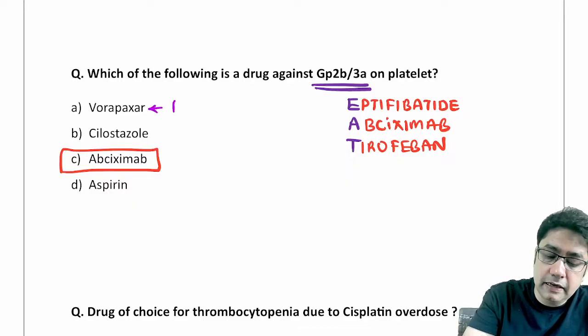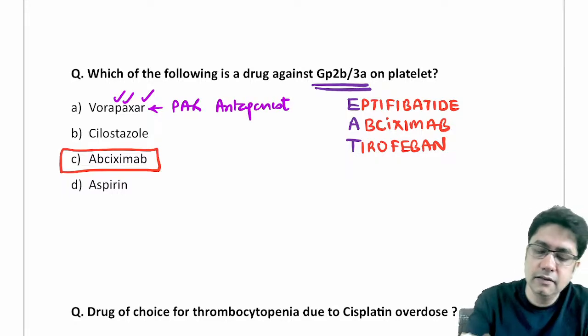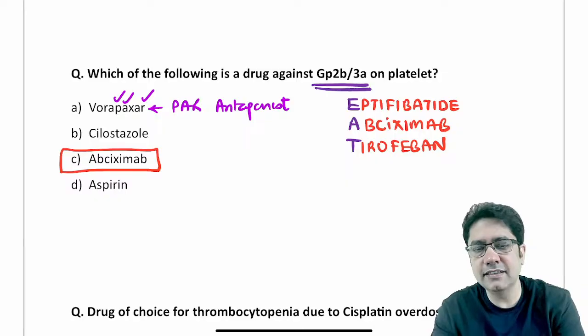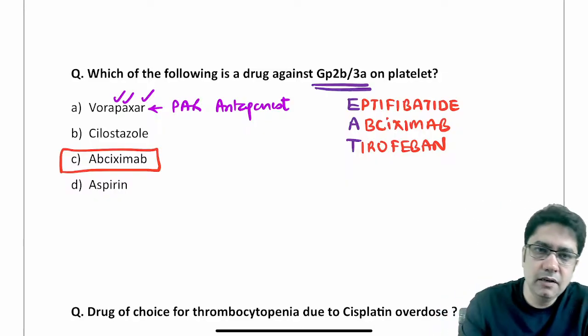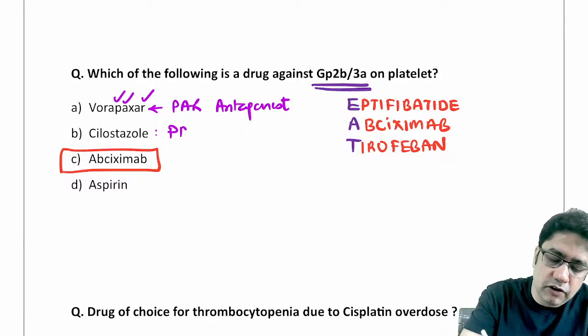Vorapaxar, a new drug. It is a PAR antagonist. The word PAR is coming. It is a new antiplatelet drug. It acts on the protease activated receptor or PAR receptor. Cilostazol is a phosphodiesterase inhibitor.